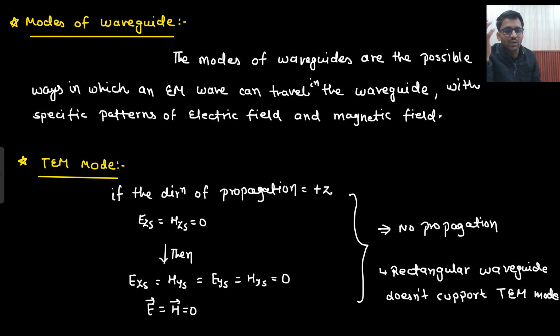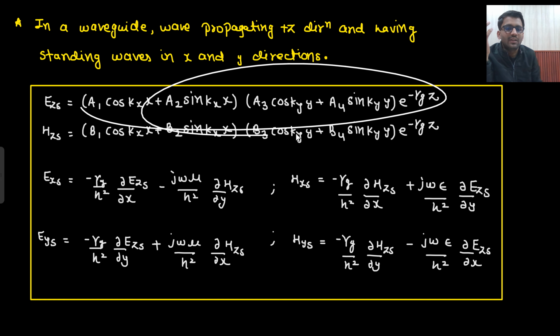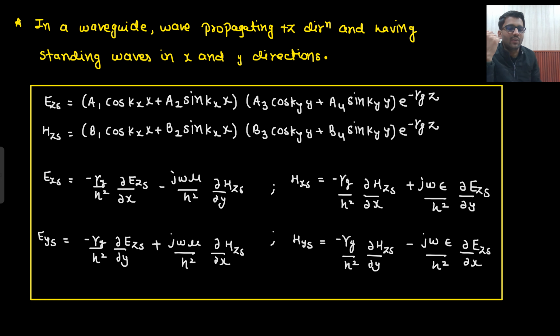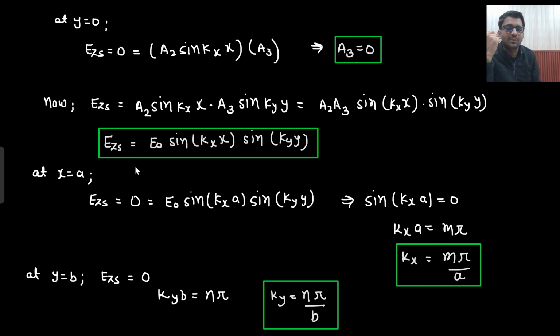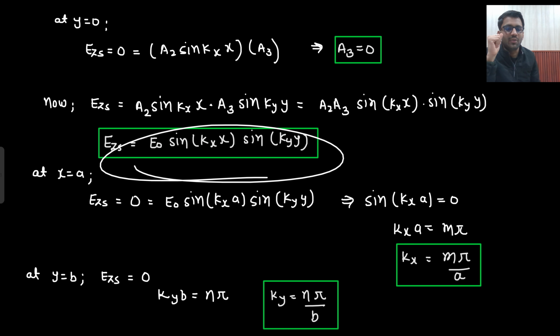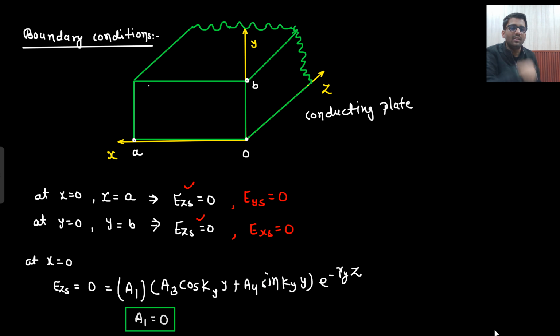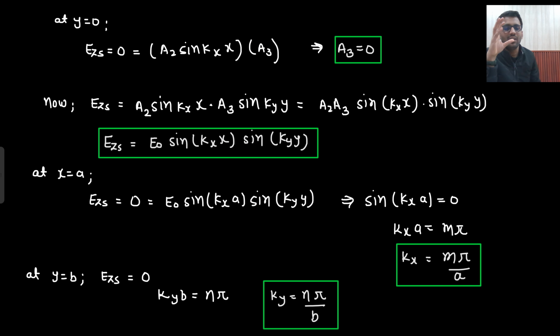When I wrote down this expression, instead of that expression, I could have written down this expression directly. But I did not write it because this process is important. This is a step of the derivation only, but this step of the derivation is important. It can be asked in the examination in any of the questions. So you should know how to apply these boundary conditions in a waveguide.